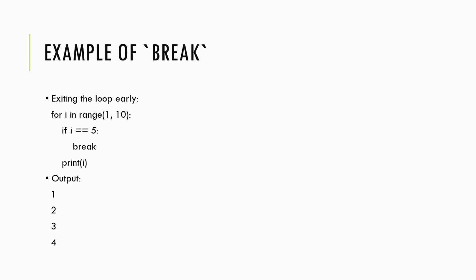Here's an example using the break statement. In this loop, we check if i equals 5, and if so, we break out of the loop. The loop will print 1 through 4, but once it hits 5, it stops early due to the break.